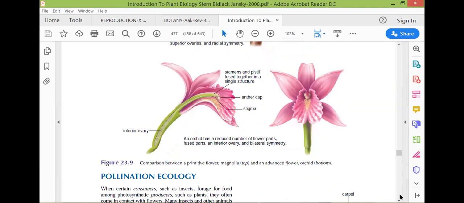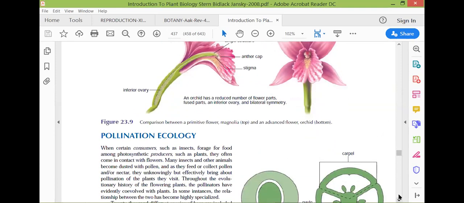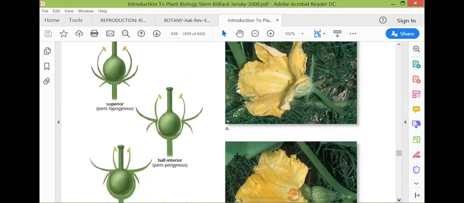Now next we'll see our views here. This is your ovary concept that you people were discussing the other day. So superior ovary means what? Ovary is above all whorls. Okay? Ovary is above all whorls. That is why it is called superior. So the rest is everything below it. That is why the parts are hypogynous. Ovary is superior, but the parts are hypogynous.